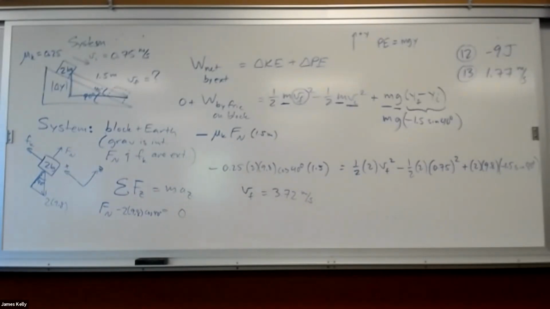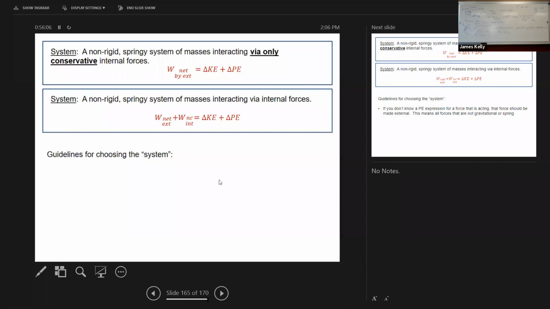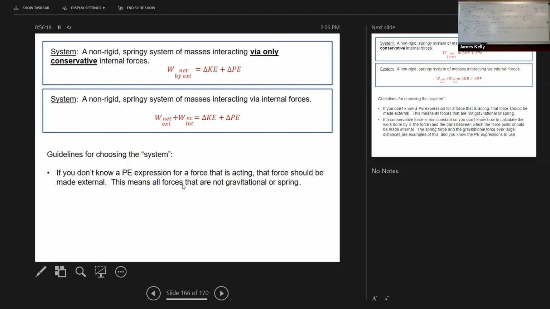All right. As promised, now that we've seen a lot of examples, and before we do a brief discussion of power, which is the last topic and it's not very long, let me just talk about these guidelines for choosing the system. That seems like the whole confusion here: there's too many ways to choose the system. So we're going to use some of these more complicated, perhaps, work-energy relationships.